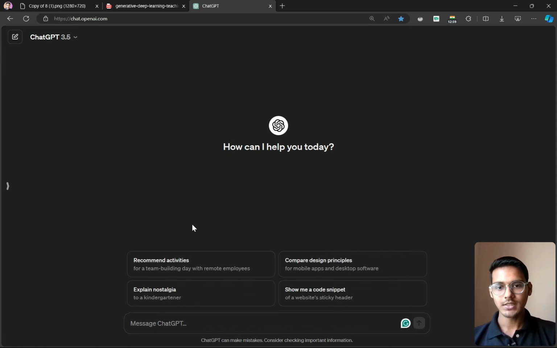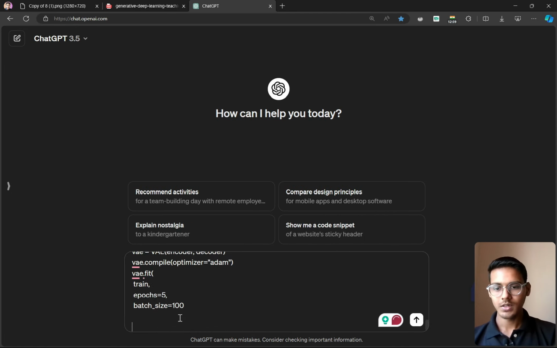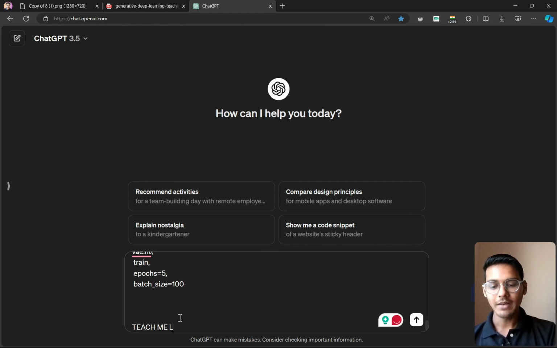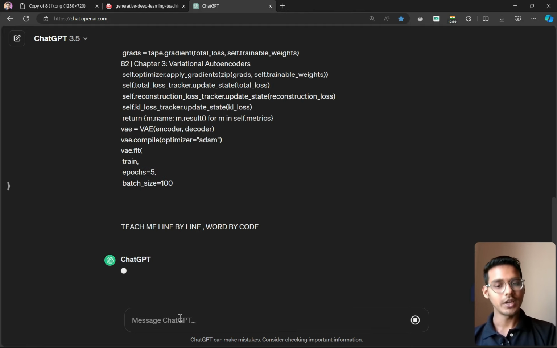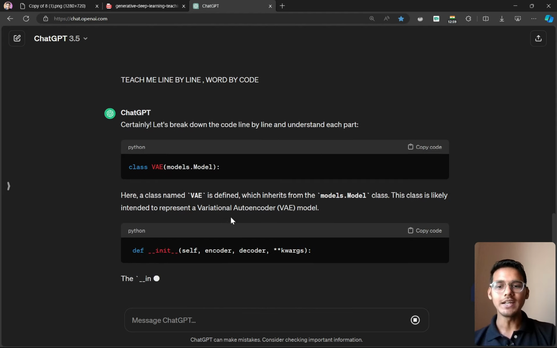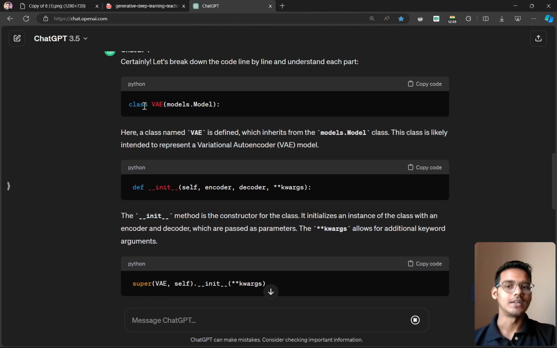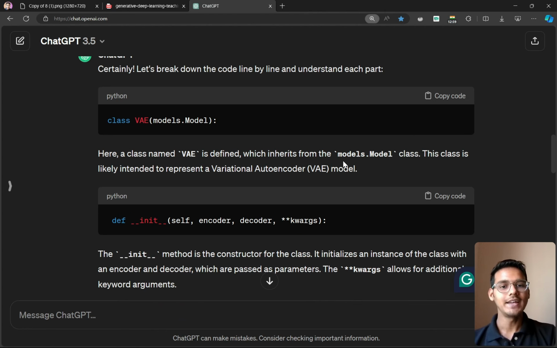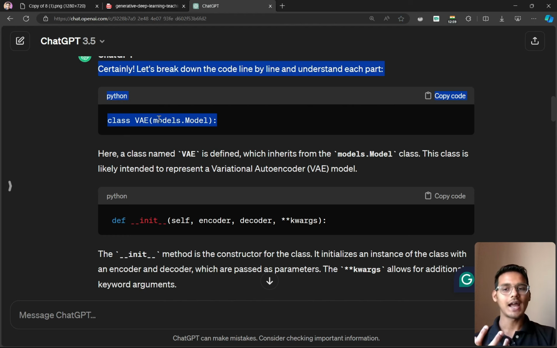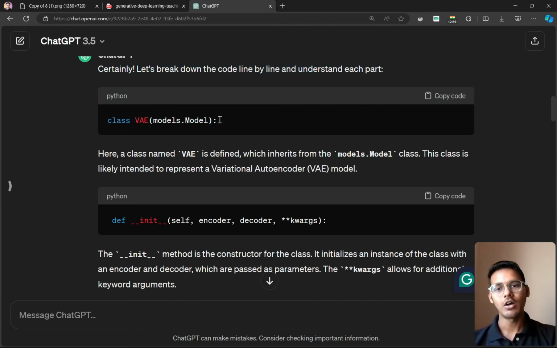So just ask ChatGPT, teach me line by line, word by word, the code we have written. Actually it will teach you what every line means. Like just see, the class VAE is defined. It inherits the models.Model class, and this class is going to represent a VAE model. Means we are creating a class of the model, like the variational autoencoder model.